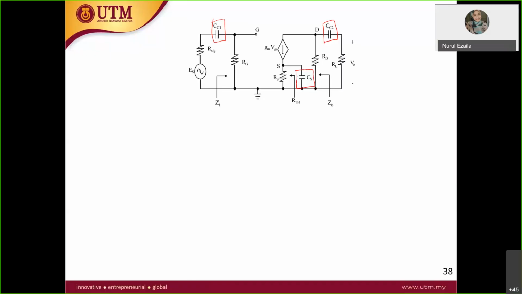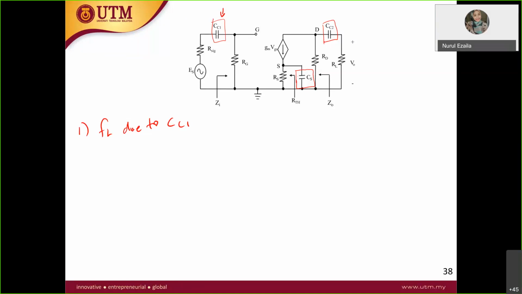Okay, so you have three. You need to find the frequency at each particular capacitor. Let's find the first one, FL due to CC1, which is this one that you can see from here. In this case, the voltage source is shorted.